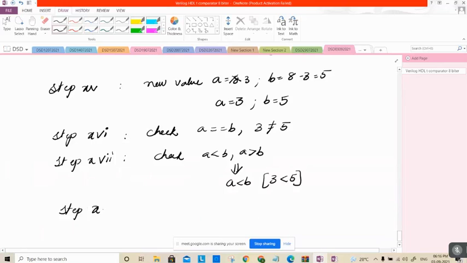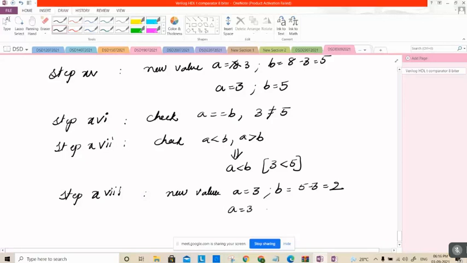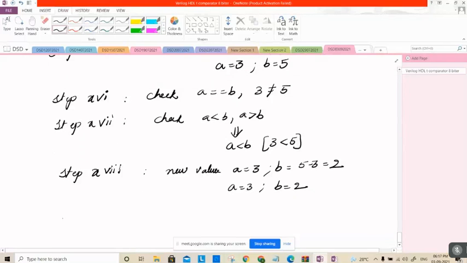Now step 19. Sorry, step 18. New value of A is equal to 3. What is the new value of B here? 5 minus 3, 2. 5 minus 3 is 2. So A is equal to 3, B is equal to 2.